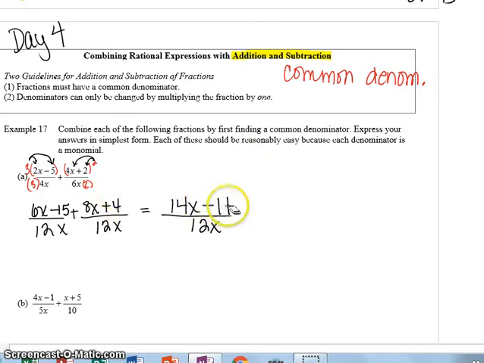The last thing you would have to check for is just make sure that you can't GCF the top. Because then if you could, you can reduce. But you can't, so there's your answer.